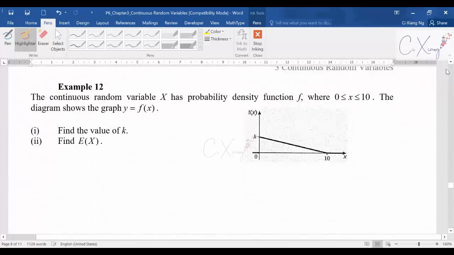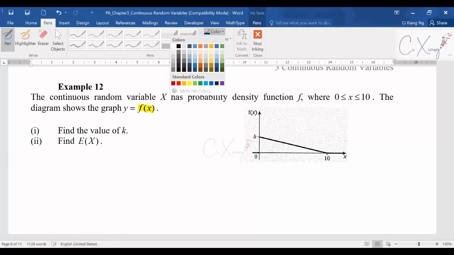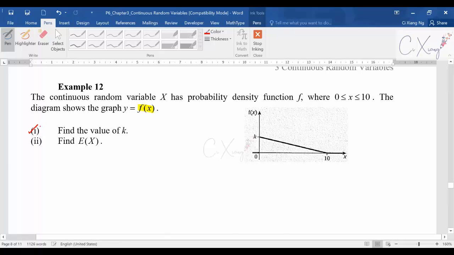Okay, so if you look at example 12 here, they didn't give you the function. They only give you a figure. All right, so first they want to find the value of k. So to find the value of k, it is very simple. You just look at this triangle and try to find the area of the triangle. So the area of the triangle is equals to 1, and therefore you can get the value of k. So here I'm not going to show you the answer. You try it out yourself. The answer should be k equals to 1 over 5.